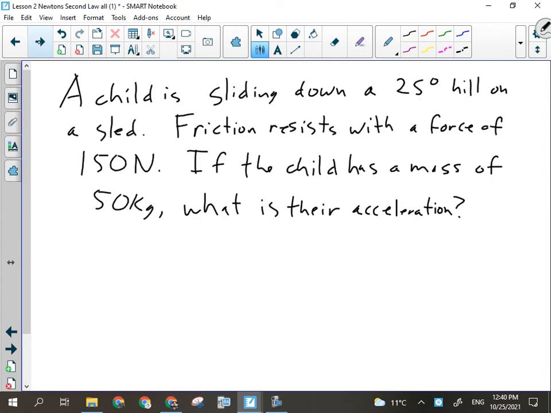Okay, I want you guys to try this one on your own. A child is sliding down a 25-degree hill on a sled. Friction is resisting with a force of 150 newtons. The child's mass is 50 kilograms. What is their acceleration? This was on a unit exam 2 years ago.